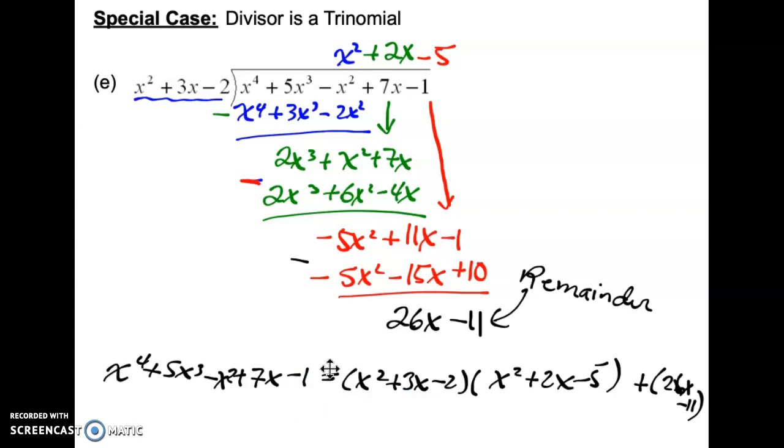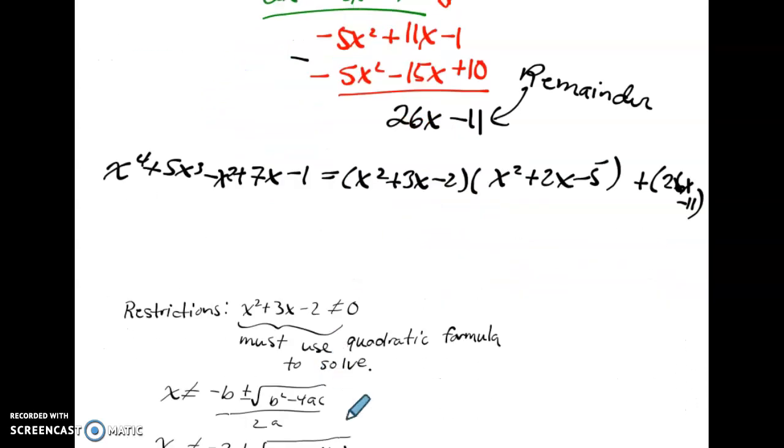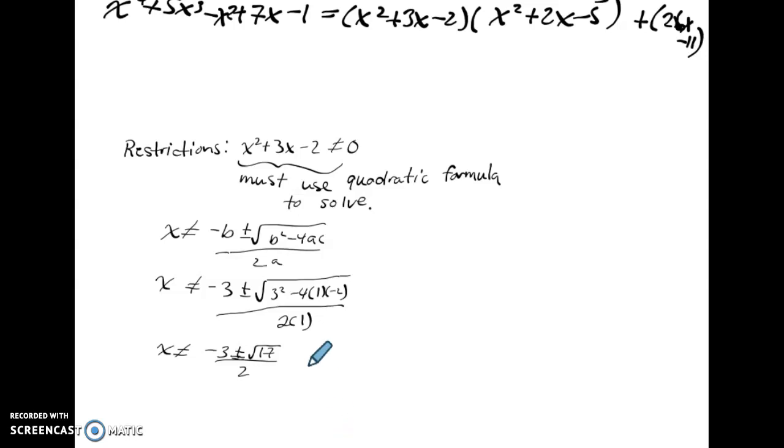And if you were going to find the restriction for this, you actually have to figure out what makes that divisor 0. Okay, because remember, the divisor can't equal 0 if we're dividing by it. So to find the restrictions, it is a little bit more work in this case, because we have to set the divisor equal to 0 and solve. And in this case, you would have to solve using the quadratic formula since your divisor is a quadratic.